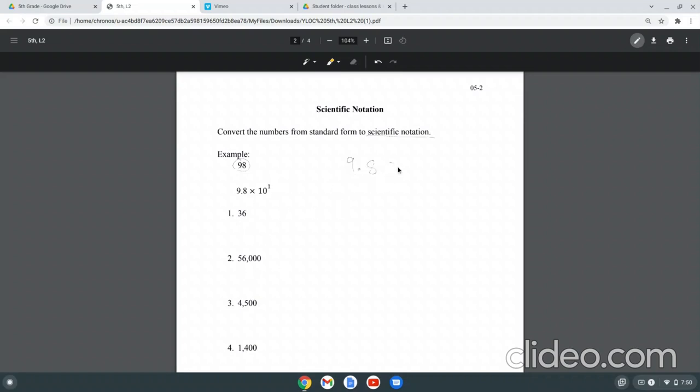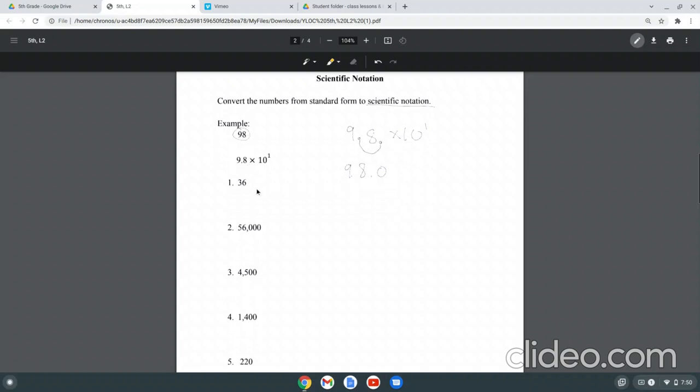So for this one, 10 times with the exponent 1. Since it has exponent 1, that means we'll move the decimal place once to the right. Over here, then it becomes 98.0, but we don't have to write that since it's still 98. So that's how you get 98. Let's try to apply it here.